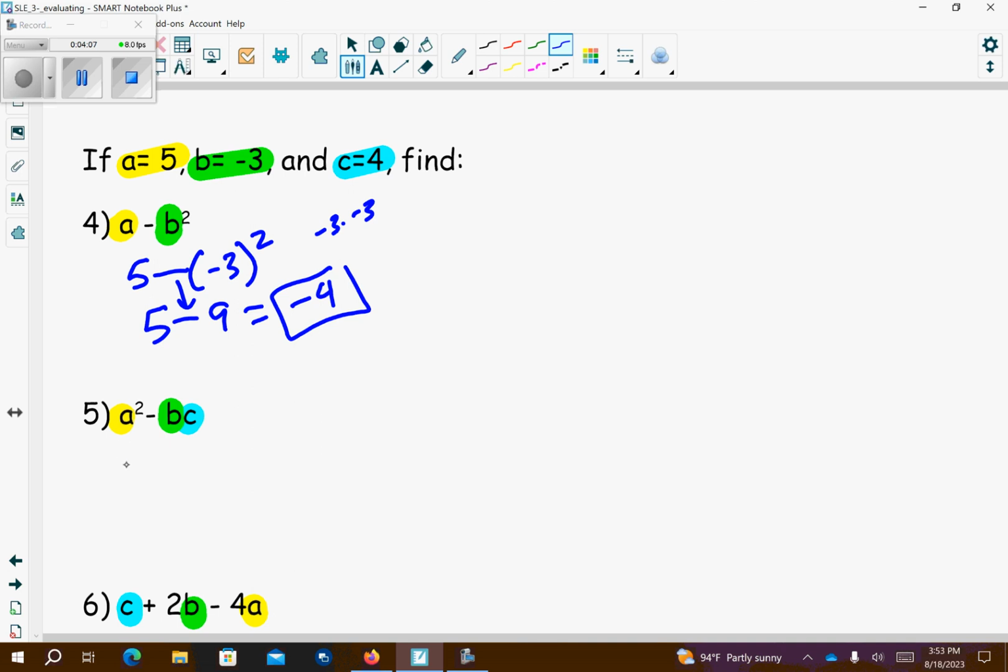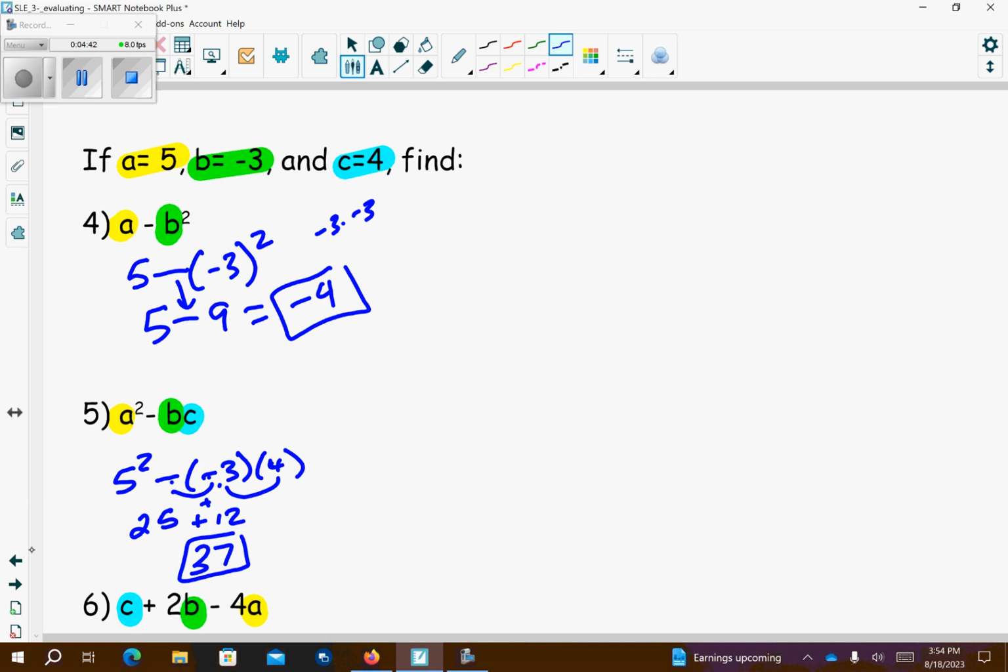For problem number 5, I get 5 squared minus -3, and again, I put it in parentheses because it's negative, times 4. 5 squared is 25. Negative times negative gives me a positive, and then 3 times 4 is 12, so it's plus 12. Do you see how that 12 came about? The negative becomes positive, and 3 times 4 is 12. Then 25 plus 12 is 37.